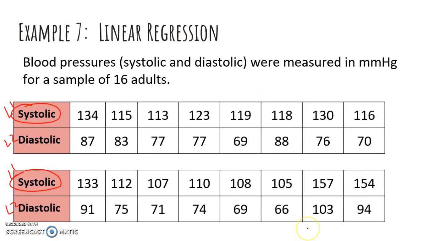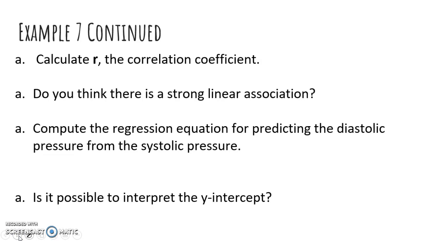Okay, so example 7, I want you to pause the video, read this over. This is about blood pressures. They have systolic and diastolic. To make it fit, I had to break the table in half. So this whole thing here and here is L1, the whole thing here and here is L2. So pause the video and enter those now. Okay, hopefully you entered those. So we want to calculate R, decide if it's a strong correlation, compute the regression equation, and then see if it's possible to interpret the Y-intercept. So pause that and try those.